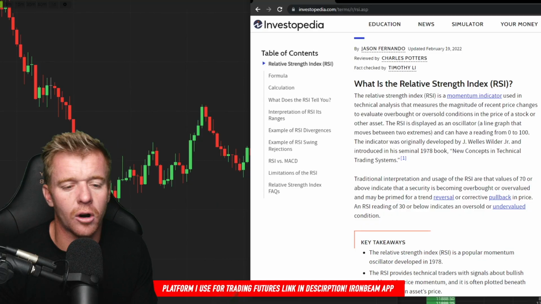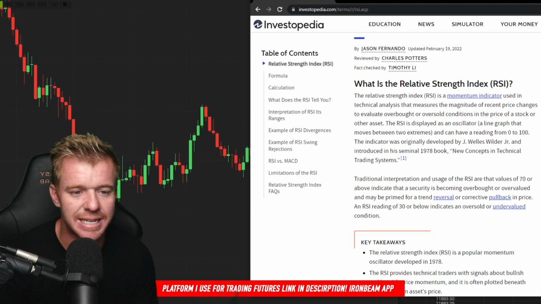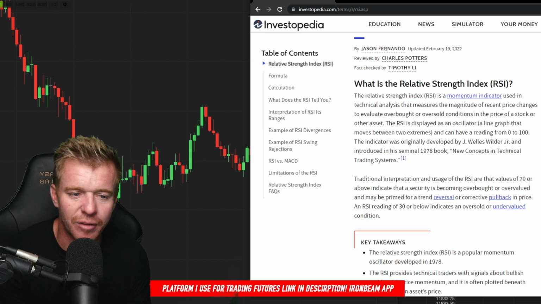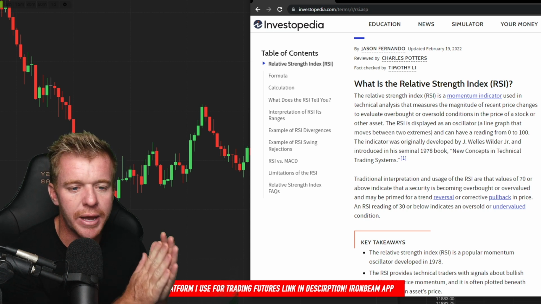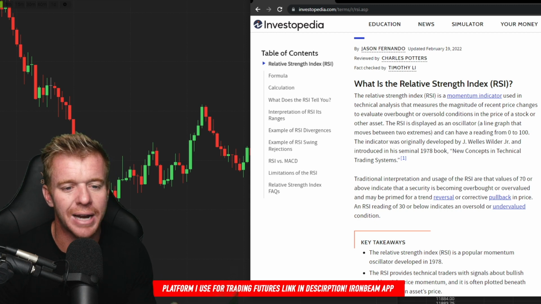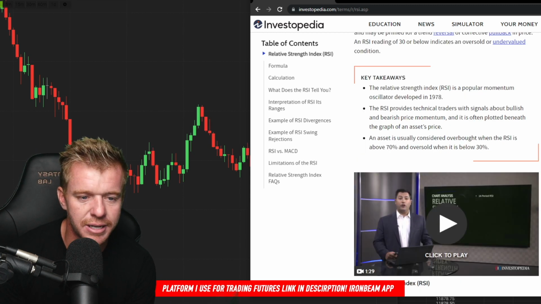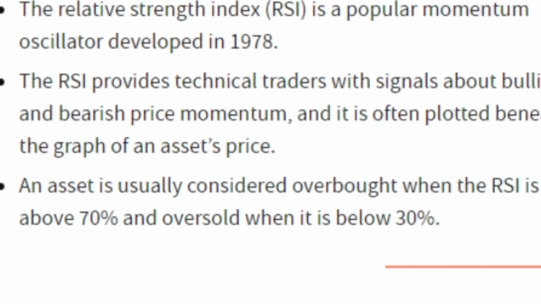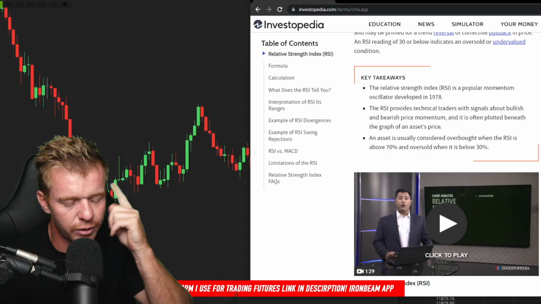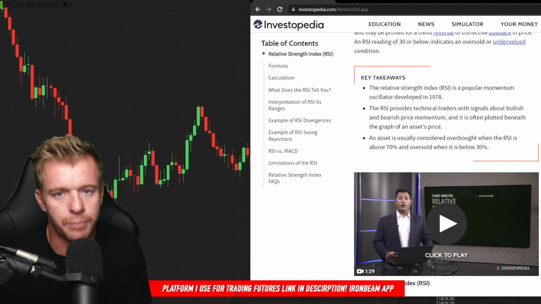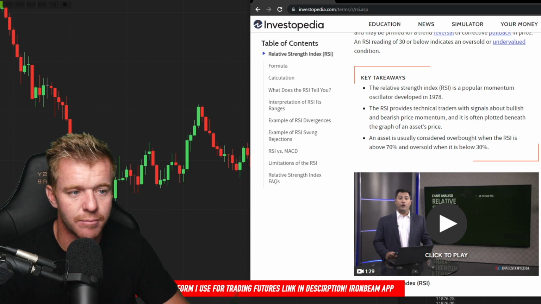First off, what is the RSI? The Relative Strength Index is a momentum indicator used in technical analysis that measures the magnitude of recent price changes to evaluate overbought and oversold conditions in the price of a stock or asset. An asset is usually considered overbought when the RSI is above 70% and oversold when it's below 30%. All right, that's something to really think about. Really focus on those numbers: 70%, 30%, oversold, overbought. And that's really what I'm focused on when it comes to RSI.